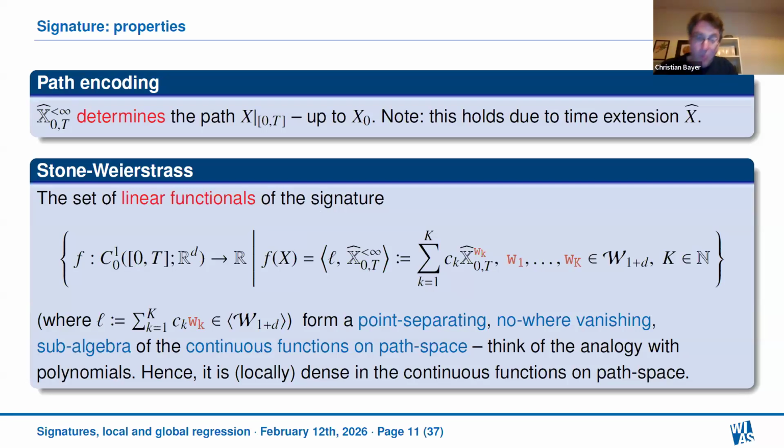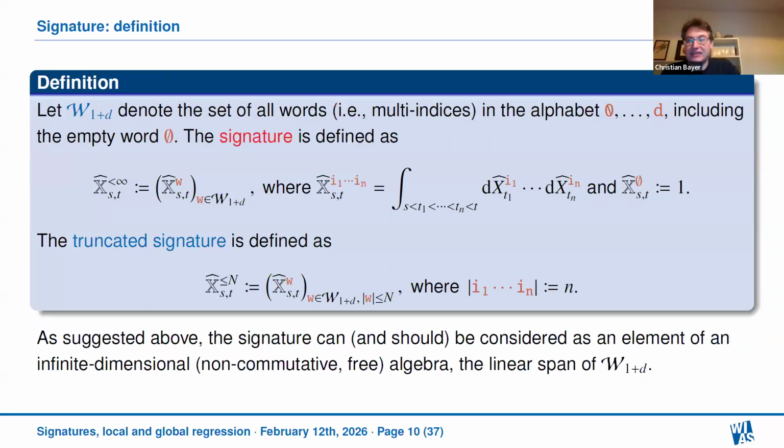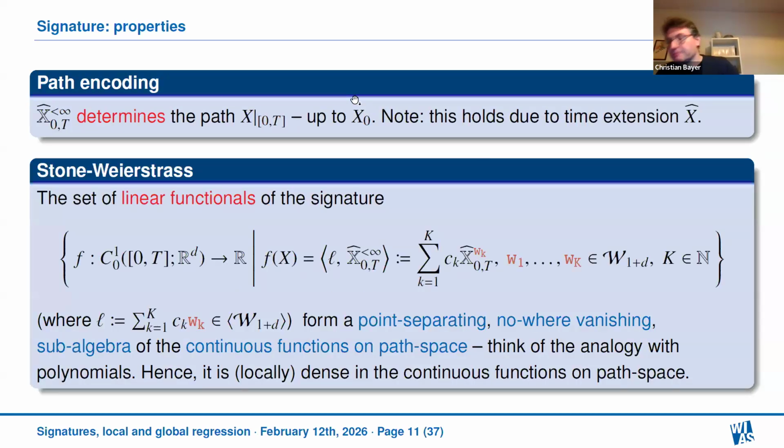Right. And why is the signature a good object for the purposes of this kind of approximation question, of computing conditional expectations, for instance, or more generally for approximating functions on path space? The first property to keep in mind is that it turns out the signature determines the path. Now, there are some caveats here. The first one is, obviously, the signature only sees the increments of the path. So the signature does not know the starting value. Okay.